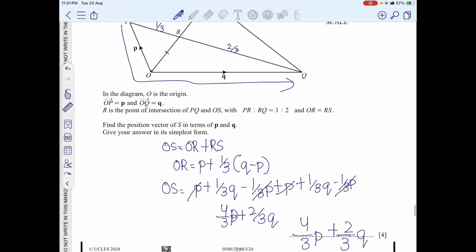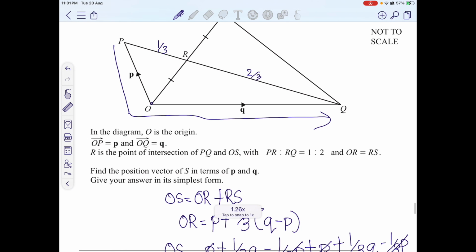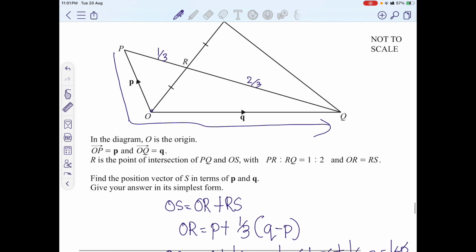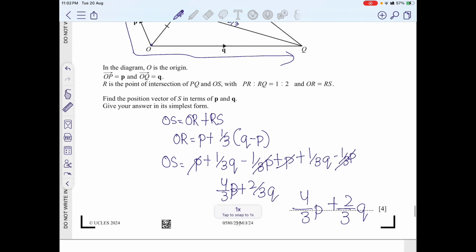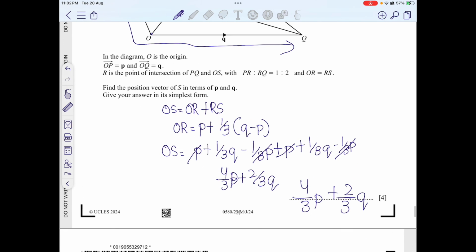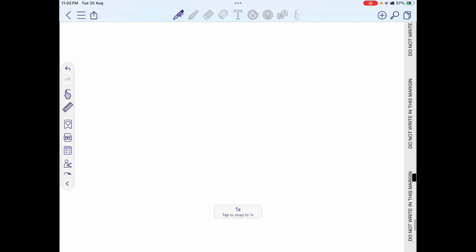Again, what I've done is I've gone from O to R by P, and then I've just taken one of the fractions of P to Q to find PR. And then because OR is RS as given in the question, I could simply use the same fraction again, and that would give me a whole 4 by 3 P plus 2 by 3 Q. Alright, so I think I've reached the end of this paper.